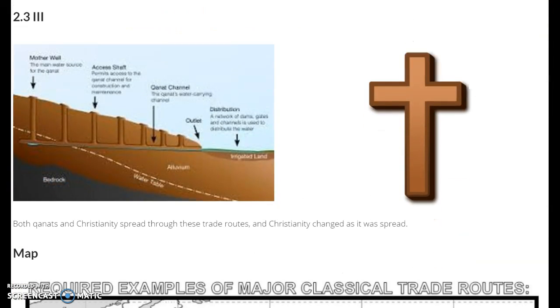The third one, it's mostly about things that were spread. The first one is a qanat, and you can sort of see how it works there. And it was used to irrigate and used for farming and things like that. And that was passed along, and it was very popular in Persia, but it was passed from place to place through the trade routes. Another is Christianity, and that was also passed along the trade routes, and it sort of changed and developed more as time went on and as it spread from place to place.